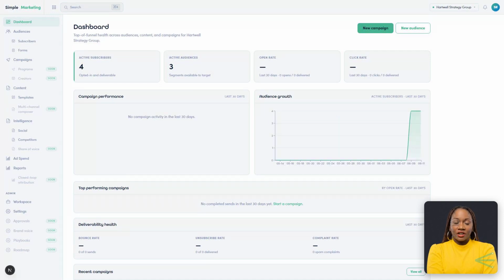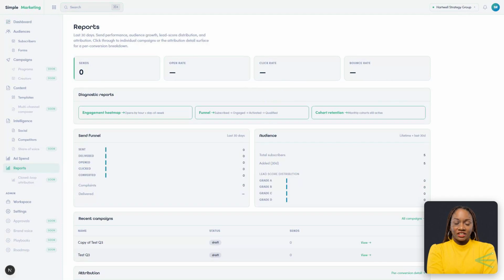A subscriber saw your LinkedIn post, then opened 2 emails, then clicked an ad, then converted. Which touch gets the credit? That question decides where your budget goes next quarter, and attribution is the discipline of answering it honestly. Open reports and find the attribution section.